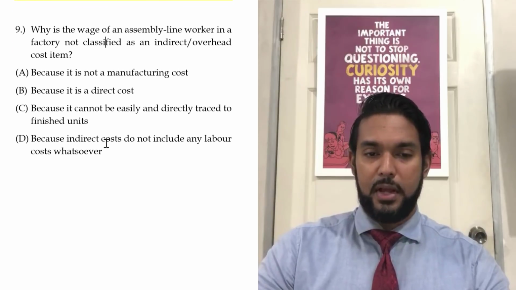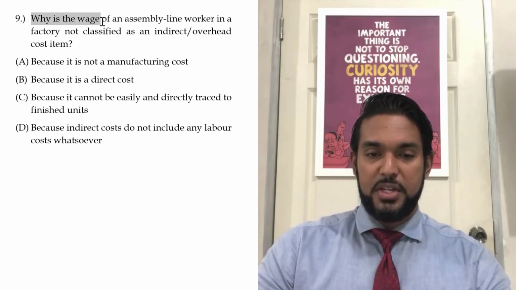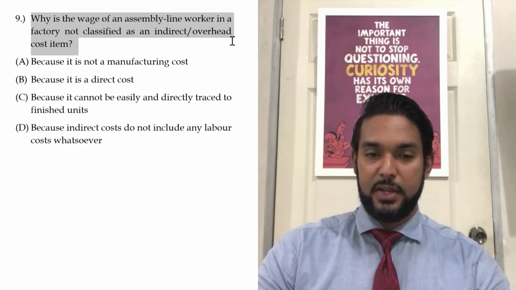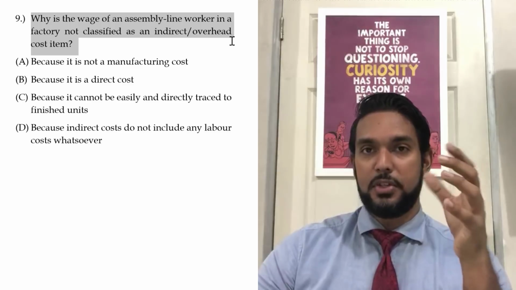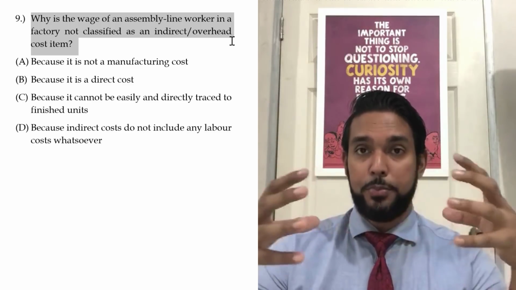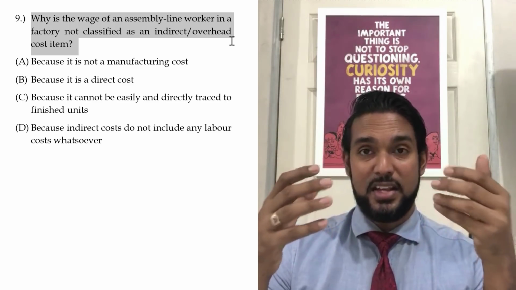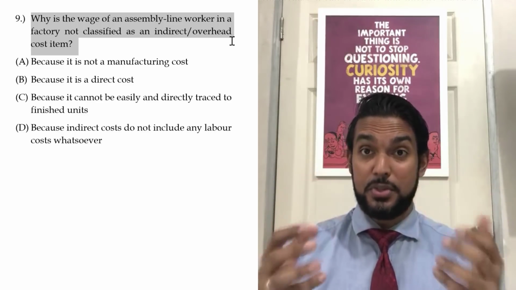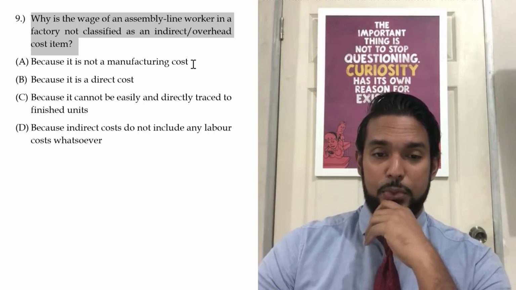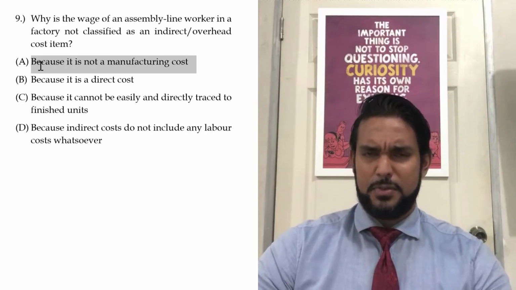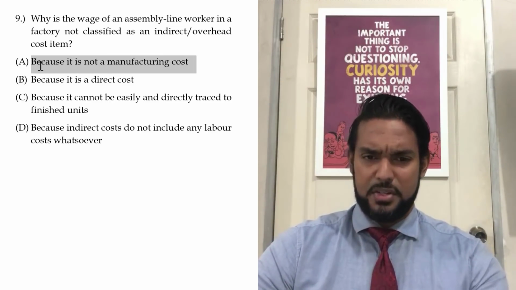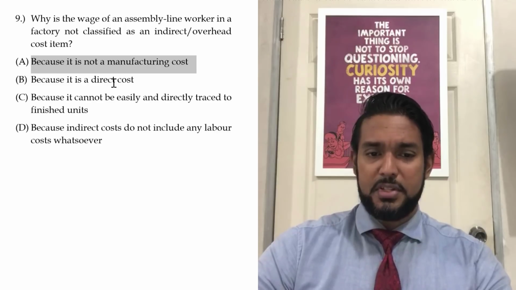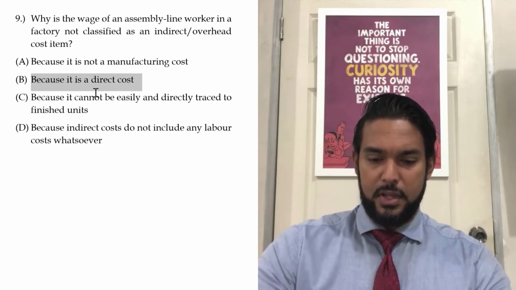All right. Number 9. Why is the wage of an assembly line worker in a factory not classified as an overhead cost item? An assembly line worker is a worker who works on the product, who puts the product together. Hence his or her labor is directly traceable or attributable to units of output. So here we are. It's not a manufacturing cost. Of course, an assembly line worker's wage is a manufacturing cost because it is a direct cost. Well, yeah, that's the answer.